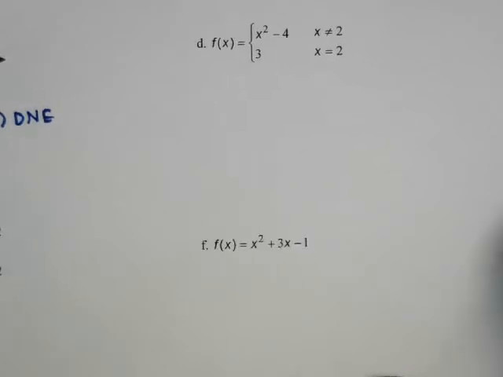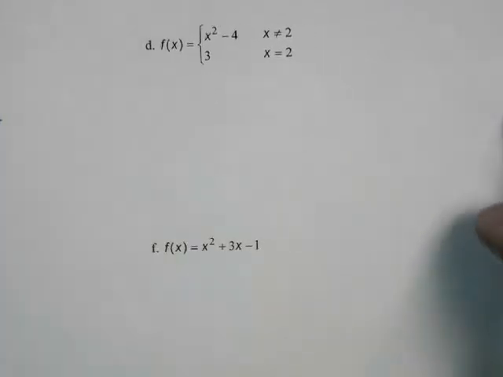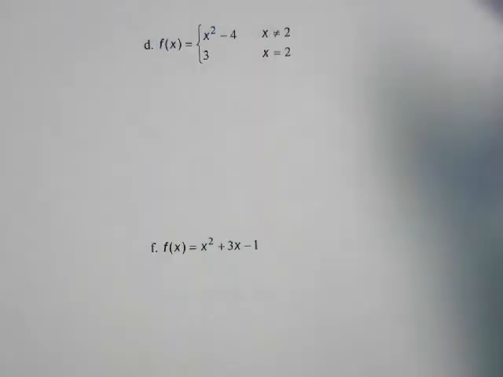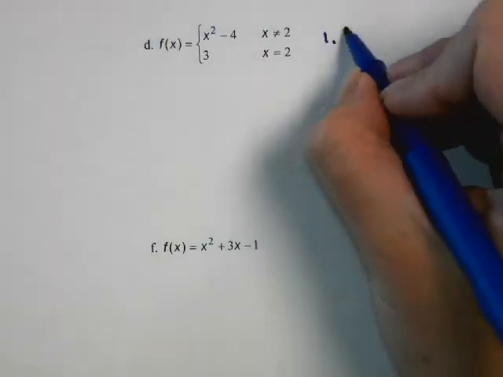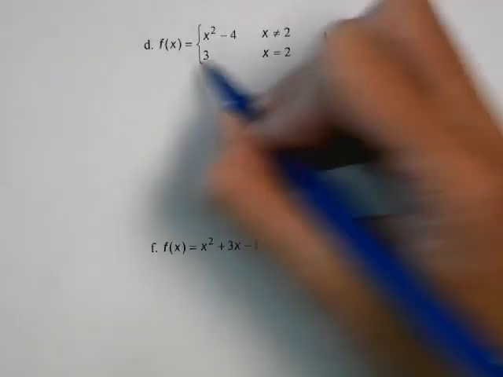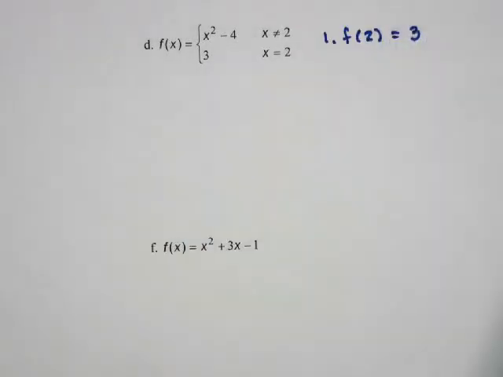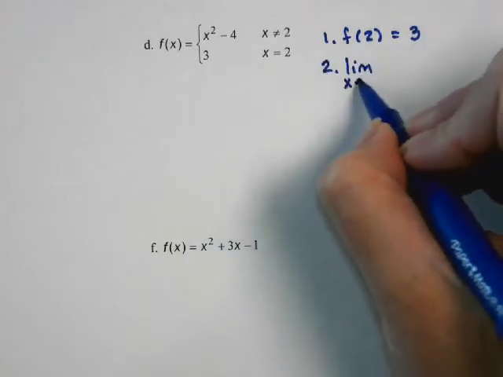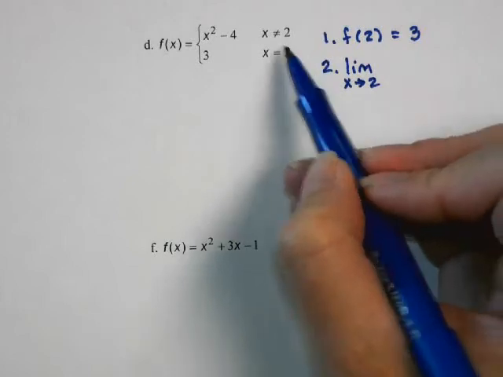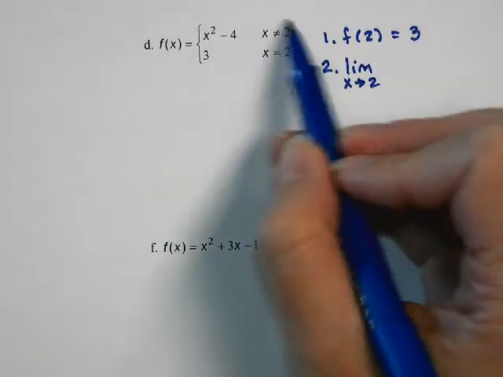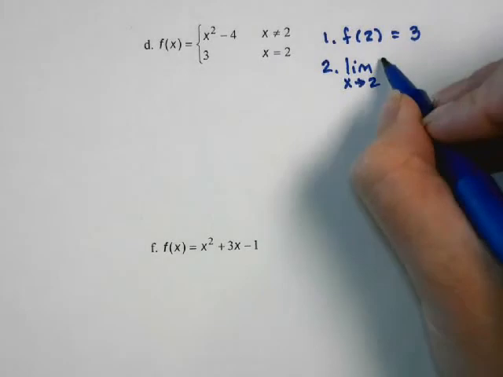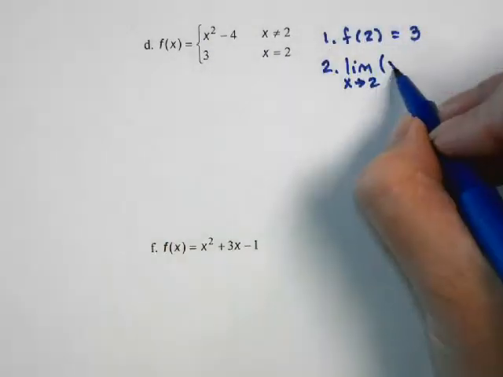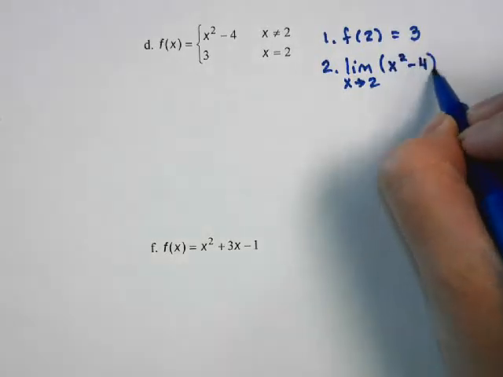Now we don't have the graph, so this is a little bit trickier. We have to use our analytic methods to figure out if this is continuous or not. So first, is there a function value? Yes, there is. According to the piecewise, it's 3. The limit as x approaches 2. So this function at 2 is 3, everywhere else is this. So the limit as we approach 2 is going to be dictated by what this graph is doing.